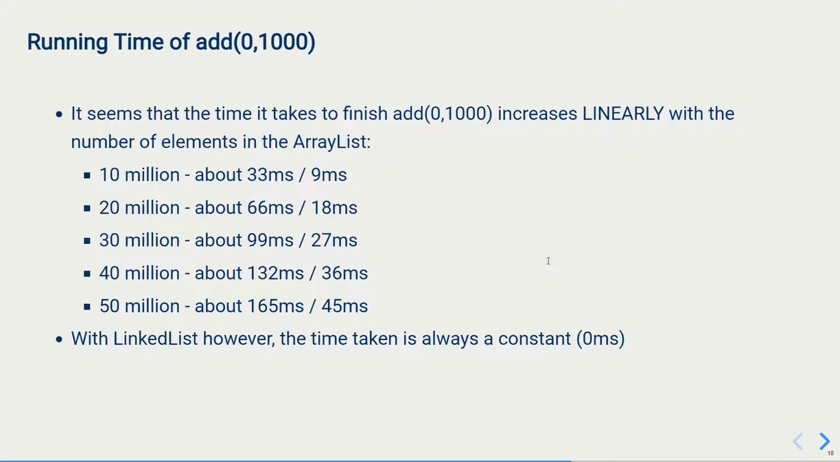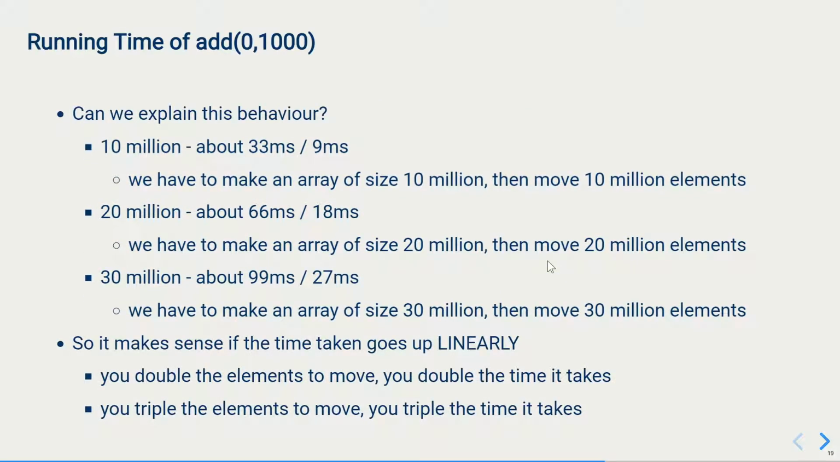And we know why. Because every time we add an element at the start of the array list, we have to move every element in the array list. So if I have 10 million elements, then when I want to add something, I have to make a big array, and then I move 10 million elements. If I have 20 million elements and I want to add something, I have to make an array which is bigger, and then I have to move 20 million elements. So it makes sense that it will take twice the amount of time.